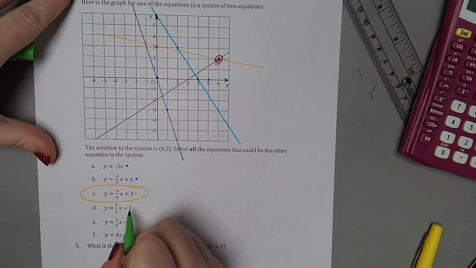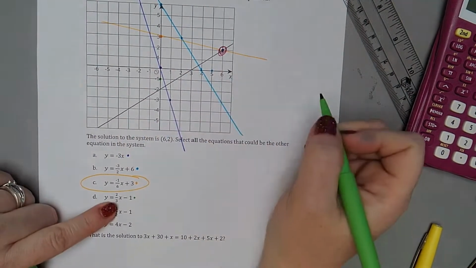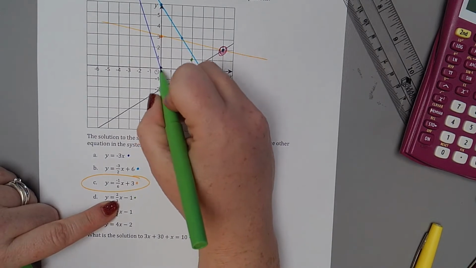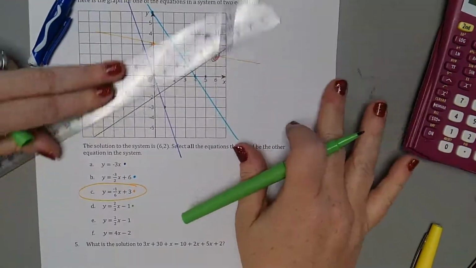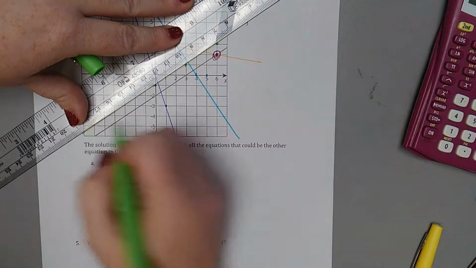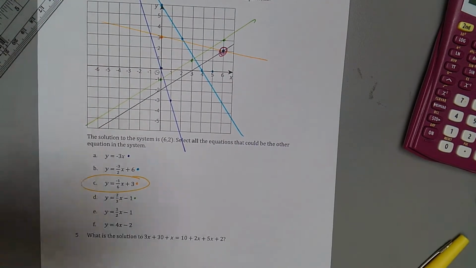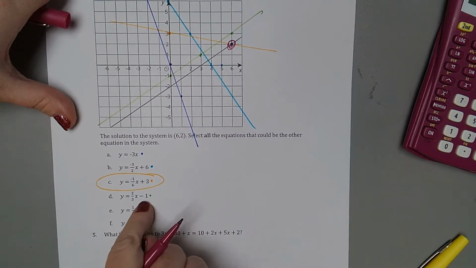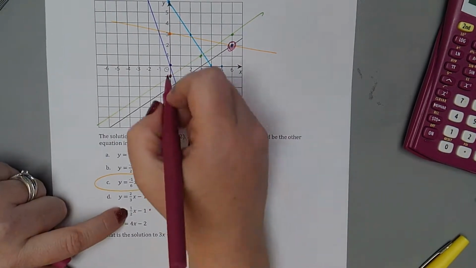Next, I have green. My y-intercept is -1. And my slope is up 2 over 3. Up 2 over 3. So it is not going to cross. This one has no solutions because they are parallel. Next we have magenta. So our y-intercept is -1, but my slope is up 1 over 2.